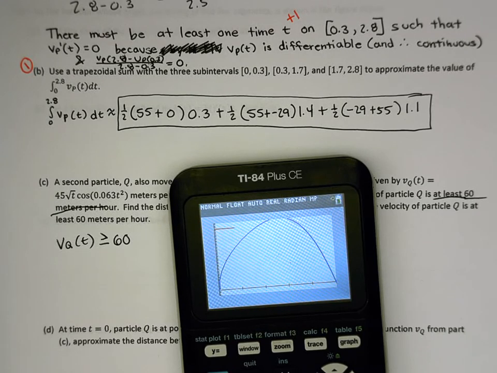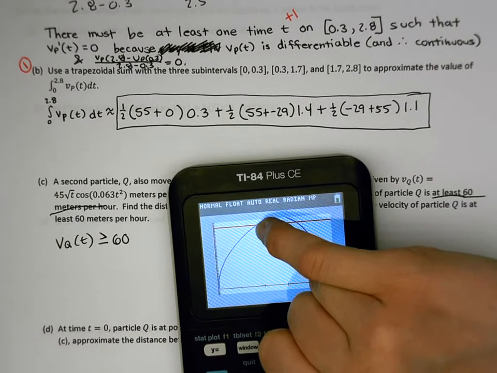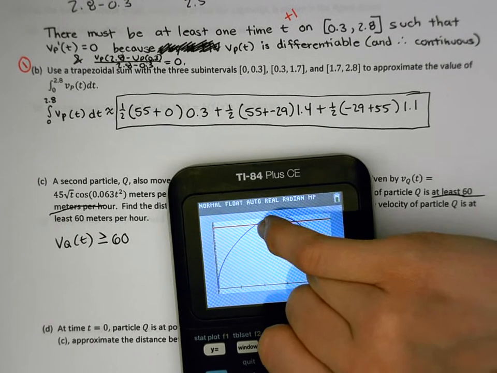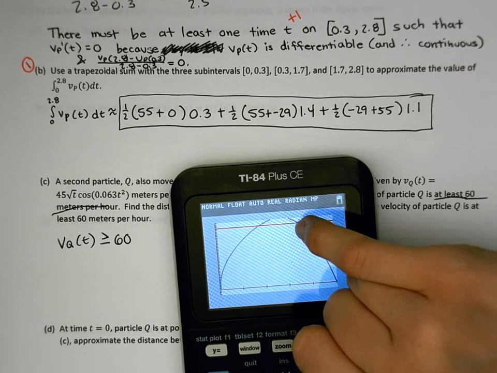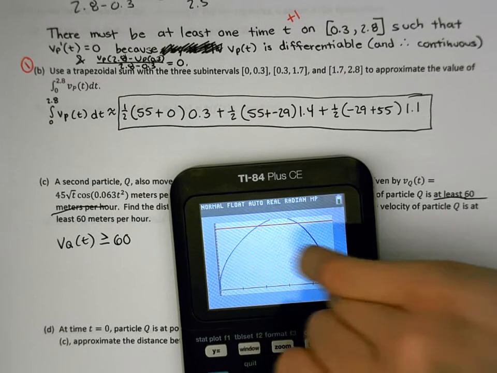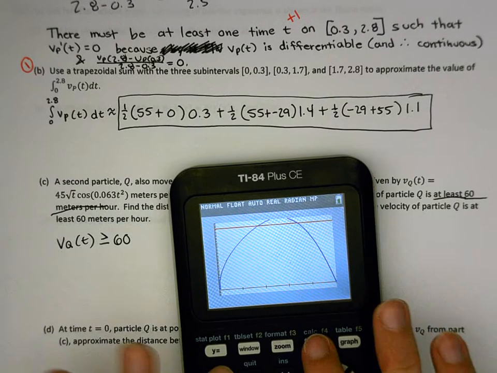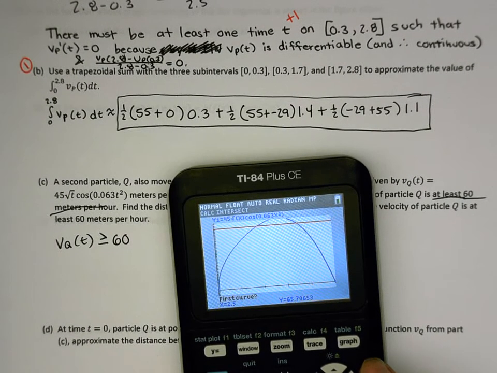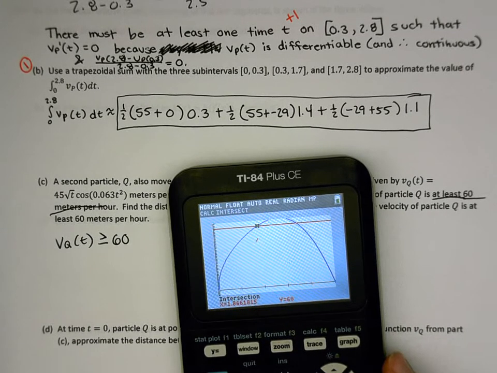There's my 60. And so I can see that my v sub q of t is at least 60 from that intersection where it equals 60 all the way to that intersection where it equals 60 again. Outside of those two endpoints, okay, my v sub q of t, my velocity, isn't at least 60. It's less than 60. And so it's everywhere between those two intersections. And so you could do second calc intersect. This first one looks like it's maybe at around 2. Find out that that one's at 1.8661815.